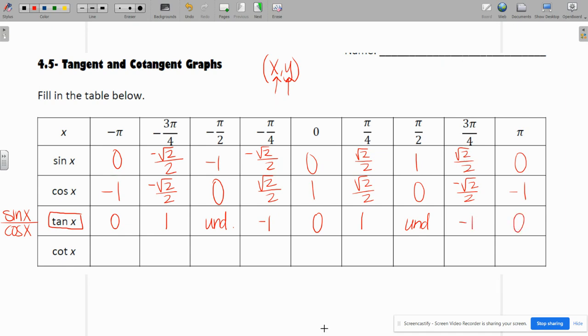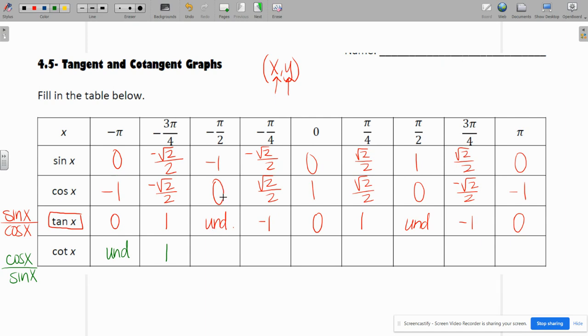And then I can do the same thing for cotangent. Remember that cotangent is the reciprocal of tangent. So if tangent is sine over cosine, cotangent is cosine over sine. So I'm going to take the cosine over the sine. Negative 1 over 0 is undefined, so the cotangent of negative pi is undefined. Negative root 2 over 2 over negative root 2 over 2, that's still 1. Or you could obviously do the reciprocal of just your tangent function, but it makes it a little bit harder to do something like the reciprocal of undefined.